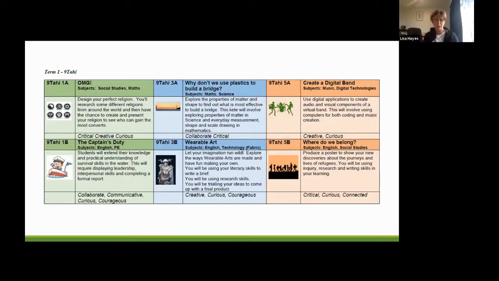1B, 3A, and 5B. Okay, so captain's duty, and why don't we use plastic to build a bridge? No, wearable. And wearable art, yeah. That was a really cool one. Sometimes the students will talk about going to English class or technology fabric class, but in that class they were talking about going to their wearable arts class.